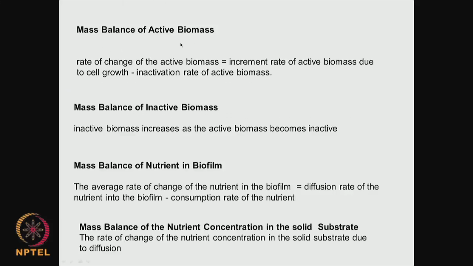We have the mass balance of the active biomass, where part of the active biomass gets converted into inactive biomass. There is no decay of the inactive biomass, so that remains constant. Then you have the nutrient that is coming in due to diffusion from the solid surface, then the nutrient gets consumed as the bacteria grows. So, the consumption rate we can put in a Monod type of rate equation. The left hand side will be the accumulation of the nutrient in the biofilm as a function of time.